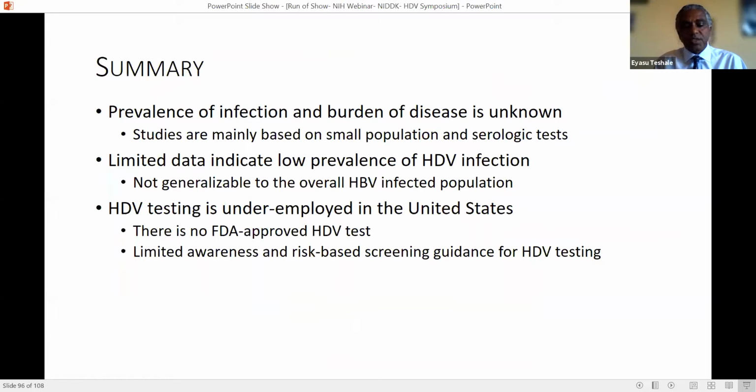In summary, the prevalence of HDV infection in the United States is not well known. Few studies of convenience samples of surface antigen positive cases indicate low prevalence of HDV infection. HDV testing is not widely used, which could be due to many factors, including lack of approved tests in the United States. Next slide, please.